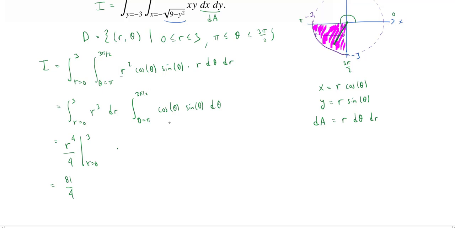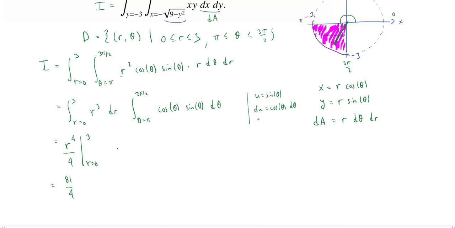How about this one? Well, there's a couple ways you might approach this. You could do a substitution. So, for example, if you did u equals sine of theta, then du is going to be cosine of theta d theta. All right, so that's pretty nice. Now you're just basically integrating u. It'll be u squared over 2, which means sine squared over 2.